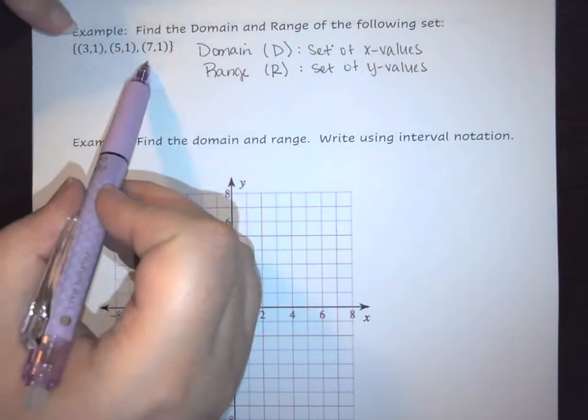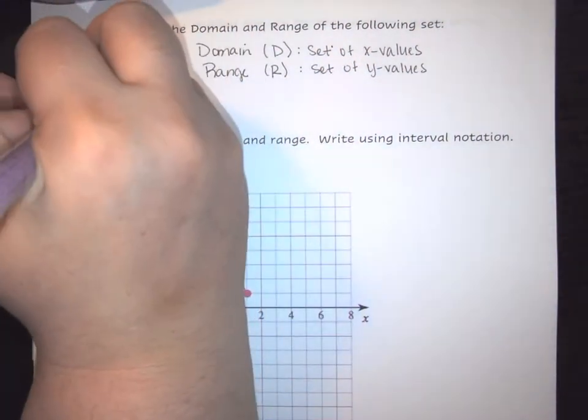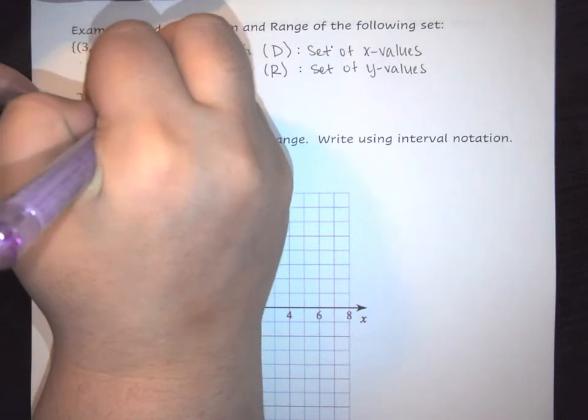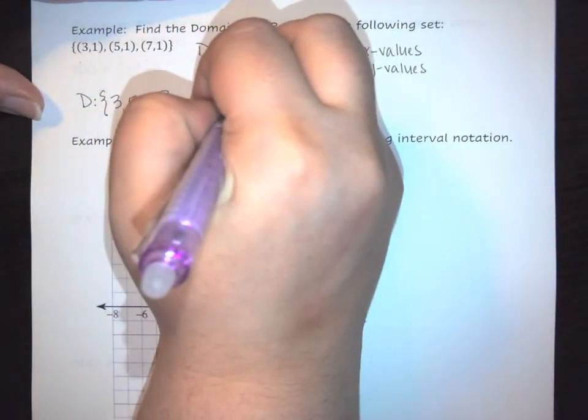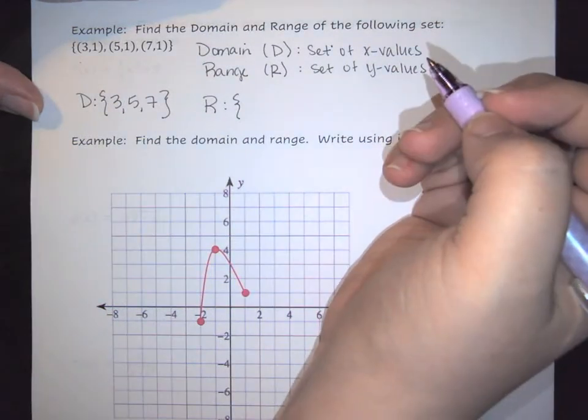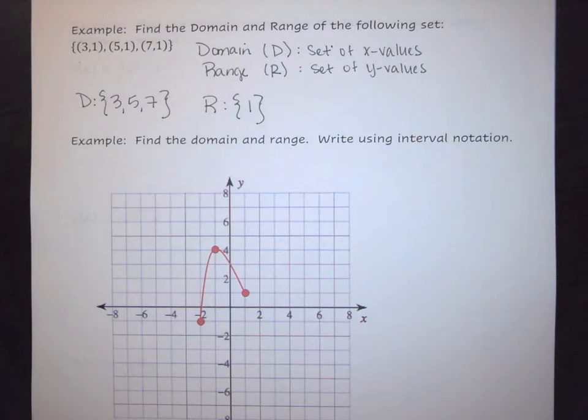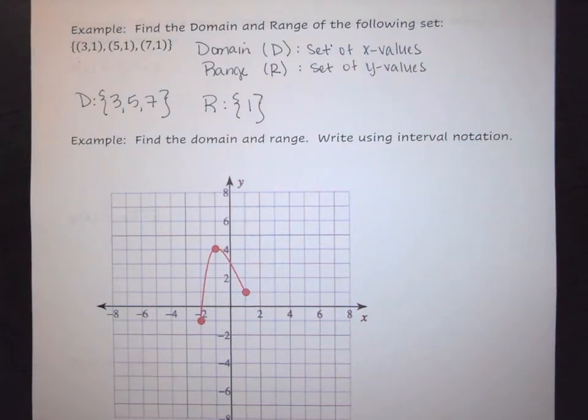So when we're given a set like this, my domain is going to be the set where all I do is list my X values. So here this is 3, 5, and 7. And my range is going to be listing my Y values, which you can notice in this case is just a 1. You only have to list it the once. Now that's all that this problem wants you to do. It just wants the domain and range.